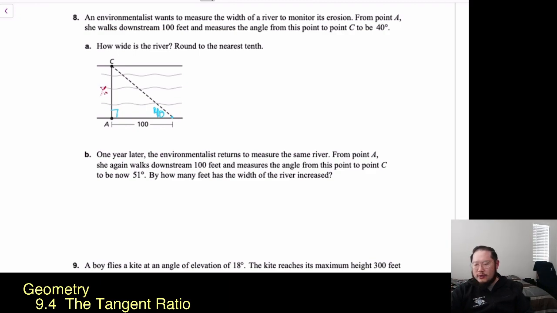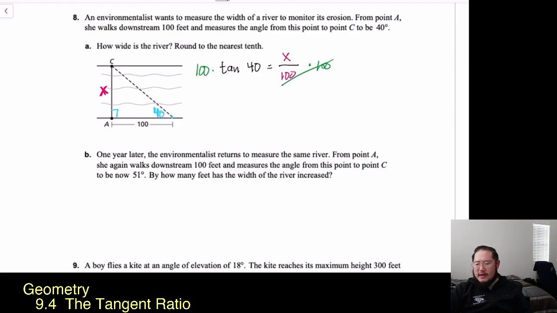So let's see if you could put the equation together. Tangent of 40, what is that equal to? Opposite over adjacent. Hopefully you got that part down. The opposite would be X. The adjacent side would be 100. And so once again, we're just going to go ahead and solve for X. We got to get rid of our denominator there. Multiply both sides by 100.